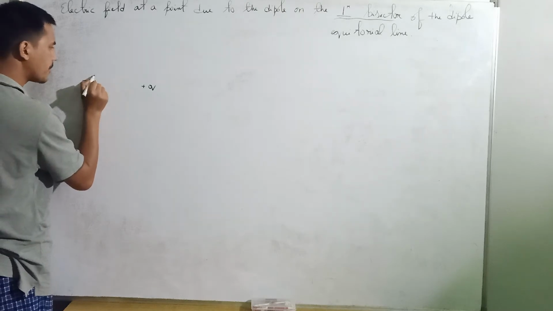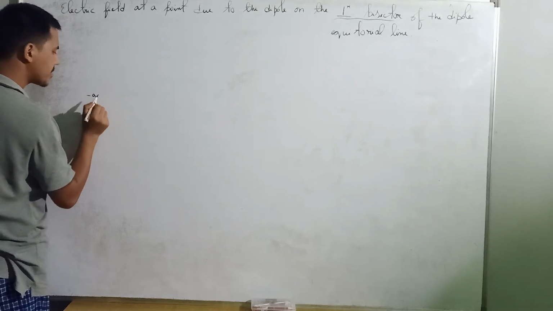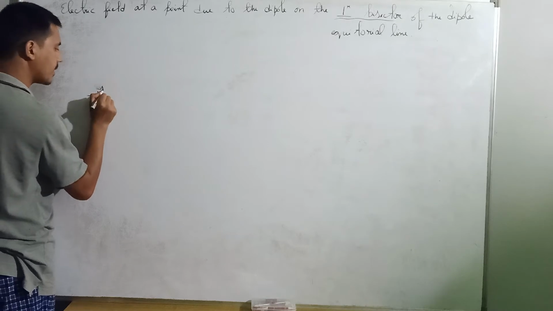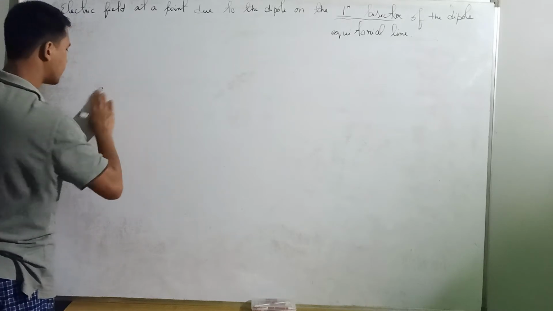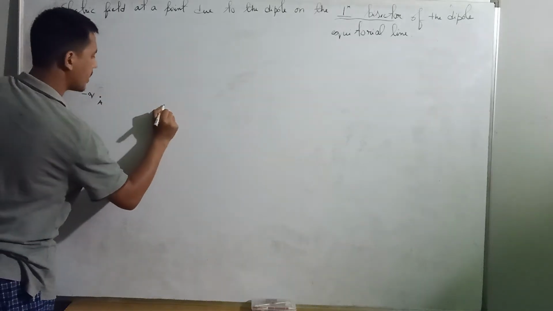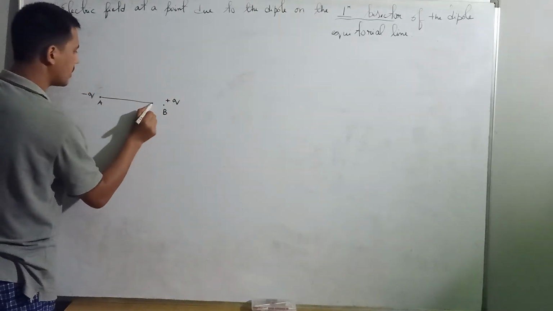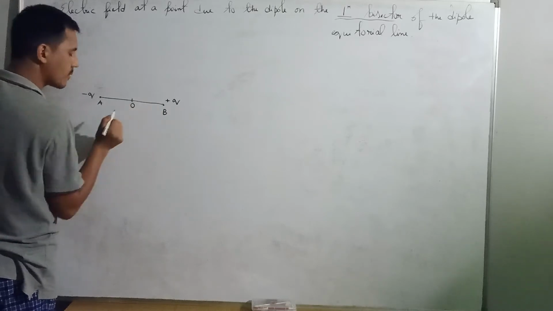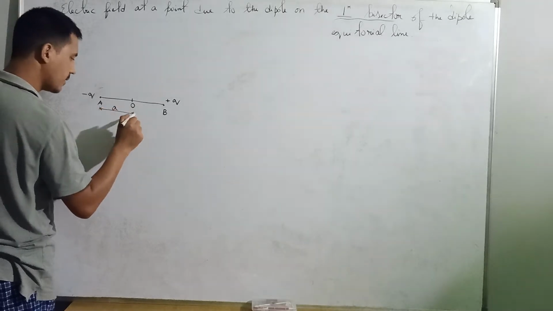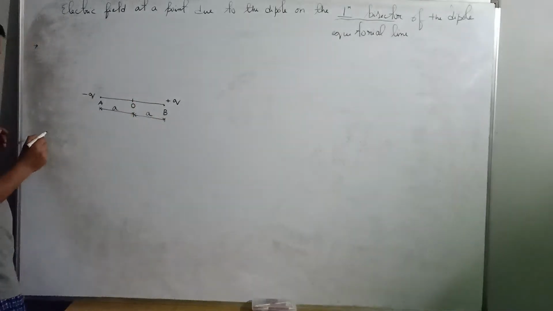Now let's do like this. Let's say minus charge Q is placed at A, and plus Q charge is placed at B. Let O be the center of the dipole. Distance of A from the center of the dipole is your small a. Distance of B from the center of the dipole is also your small a.